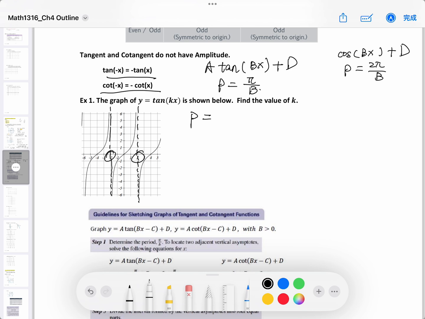The period is 4. So if the period is 4, I also have the formula for finding the period of tangent: it is pi over b. Now the b is k, so it is pi over k. So k is equal to pi over 4. Okay, I found the value of k. So the function is tangent of pi over 4 x.